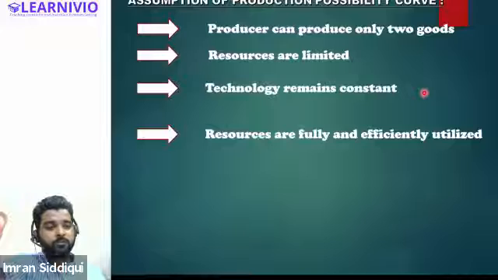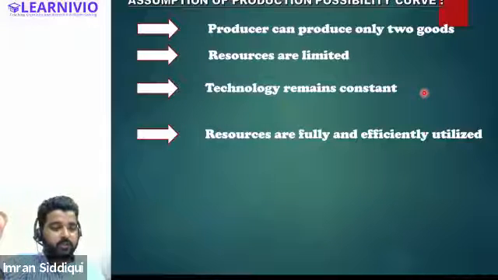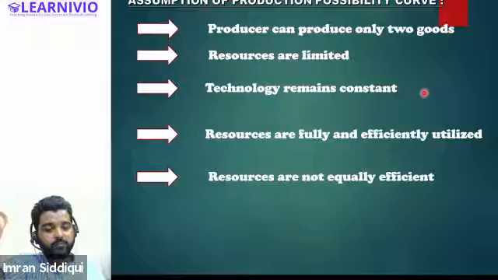Number 1, the producer can only produce 2 goods. Resources are limited. Technology remains constant. Resources are fully and efficiently utilized, and resources are not equally efficient.